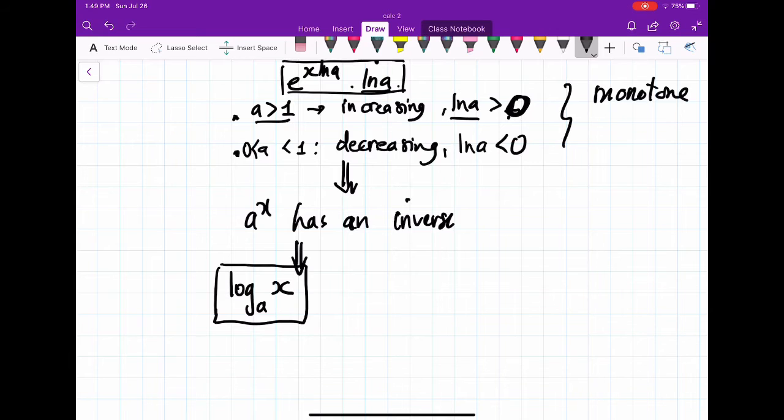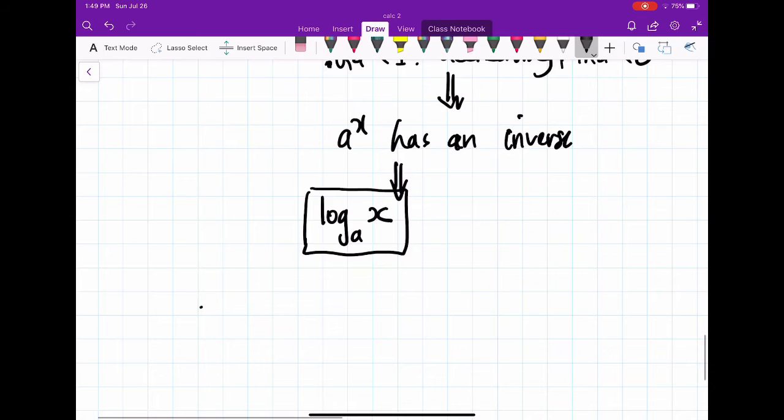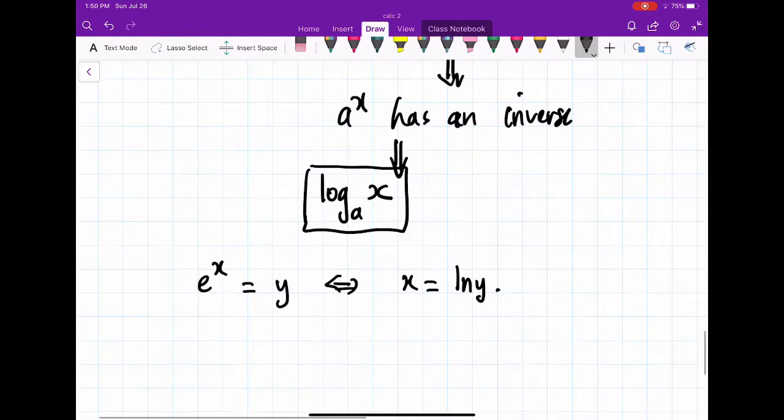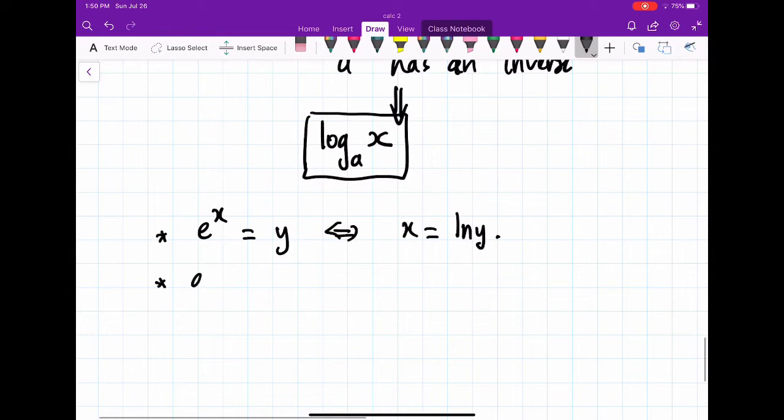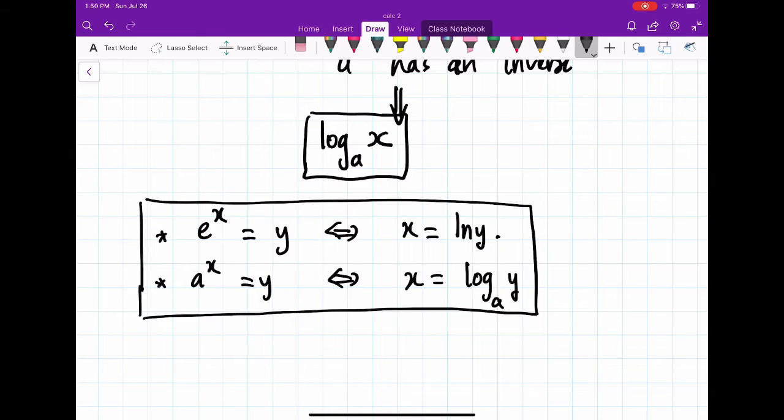Okay? So similar to the relation between e to the x and ln of x: e to the x equal to y if and only if x equal to ln of y, right? In this case, we also have a to the x equal to y means x equal to log to base a of y. So that is how such functions are related.